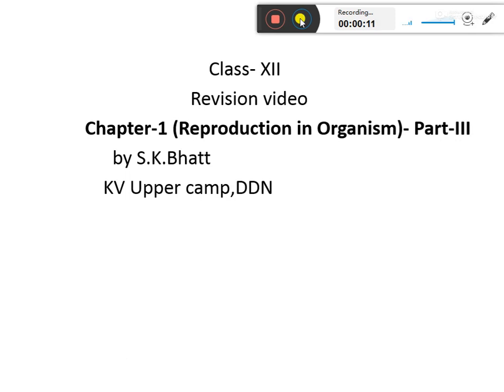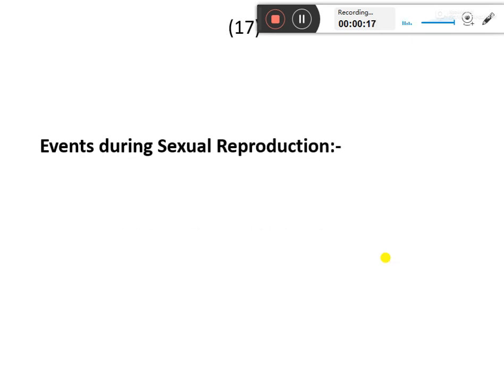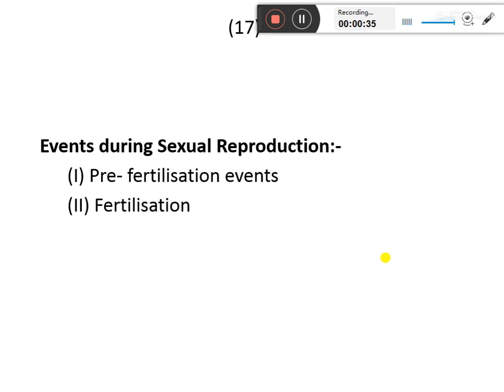Previously we have discussed the asexual reproduction and initial steps of the sexual reproduction. Now we'll discuss the events during the sexual reproduction. There are three steps or three events. The first is the pre-fertilization event, the second is the fertilization event, and the third is the post-fertilization event.